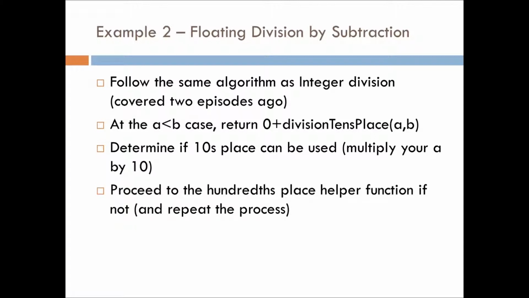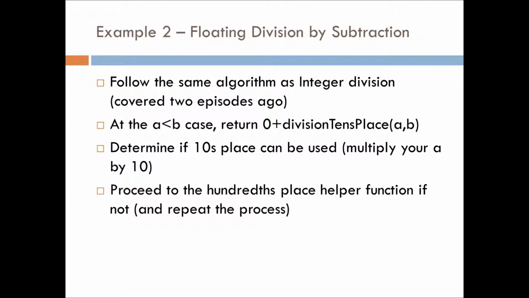And then you proceed to the hundredths place if needed, and repeat the same process, except it's 0.01 instead of 0.1 in that case. And for the purpose of this example, we're only going to do the tenths place and the hundredths place for floating division or decimal division.